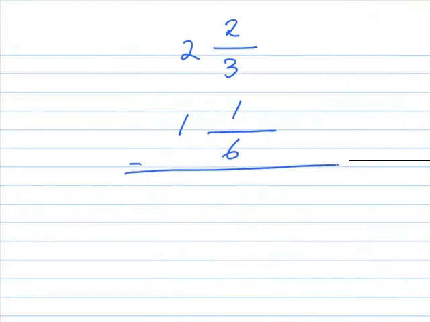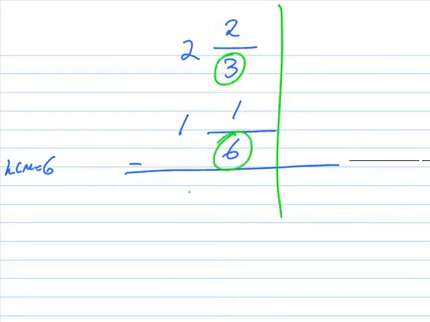Now let's see how we can subtract unlike mixed numbers. Let's say we had 2 and 2/3, and we want to subtract 1 and 1/6. Now we have to start by finding the LCM, and the LCM happens to be 6. So what I need to do is change the denominators into 6 by multiplying the top and the bottom by the number that I need to.